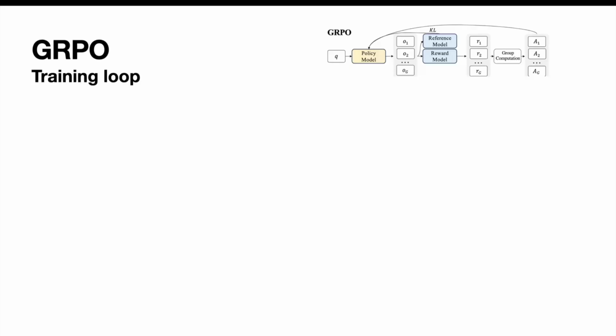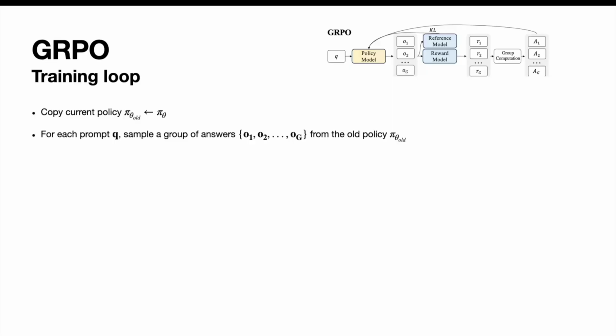Let's walk through one step of the GRPO training loop, similar to what we did for PPO. First, we copy the current policy pi theta and freeze it as the old policy pi theta old. Then, for each prompt Q, we sample a group of answers from the old policy, O1, O2, etc., and OG.